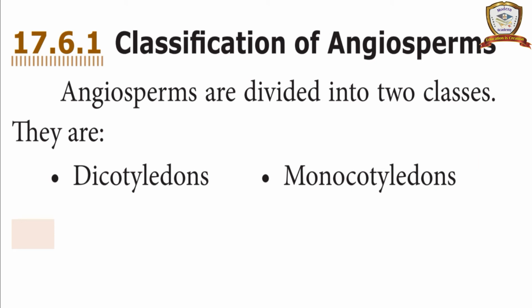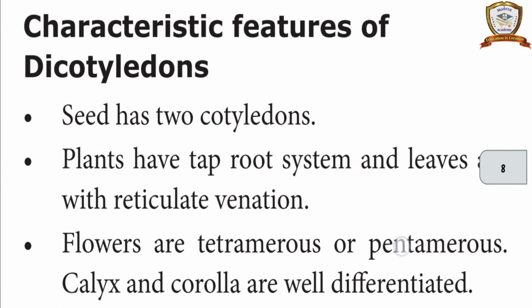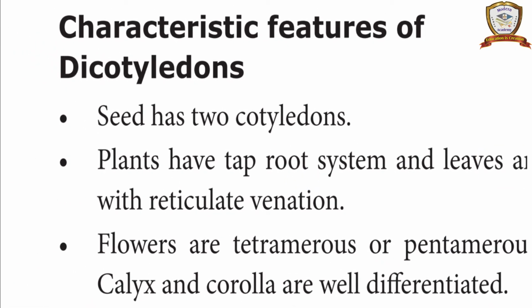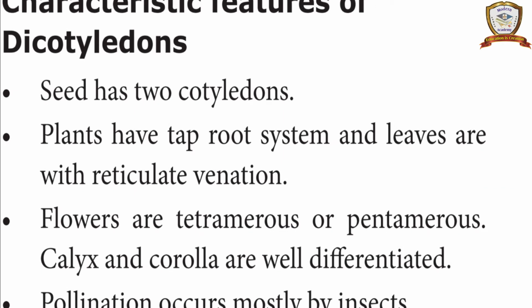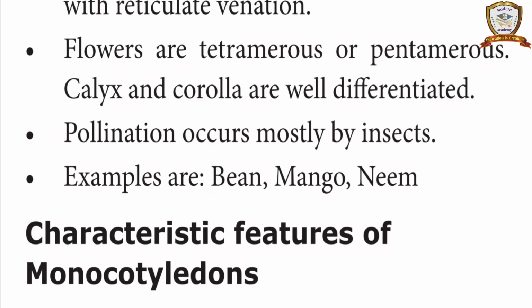Classifications of angiosperms. Angiosperms are divided into 2 classes. They are dicotyledons and monocotyledons. Characteristic features of dicotyledons. Seeds have 2 cotyledons. Plants have taproot system and leaves are with reticulate venation. Flowers are tetramerous or pentamerous. Calyx and corolla are well differentiated. Pollination occurs mostly by insects. Examples are bean, mango, neem.